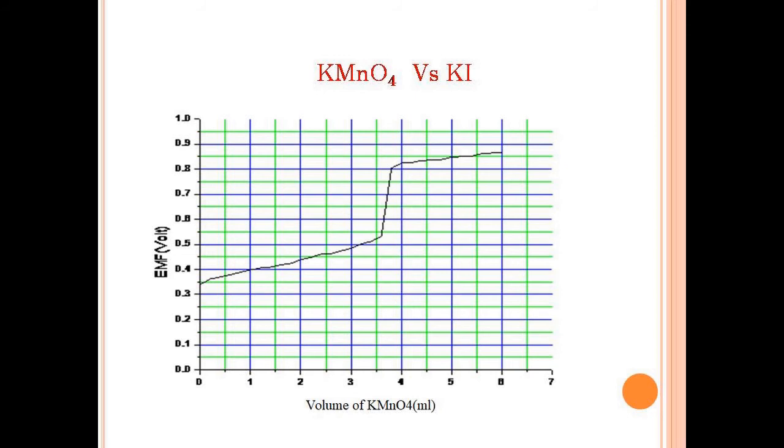When we plot the graph between volume of KMnO4 versus the potential, we observe a sudden change in the EMF, but it is not exact linearity, otherwise the slope is not equal to 0. So that's why the exact identification of the endpoint is difficult from this graph. That's why we are moving to the derivative graph as before.